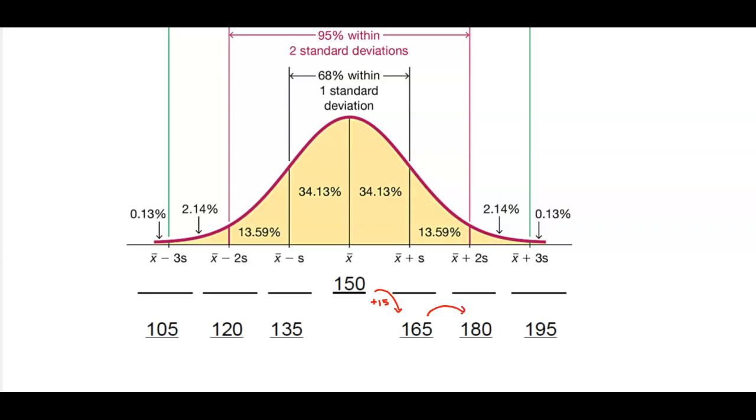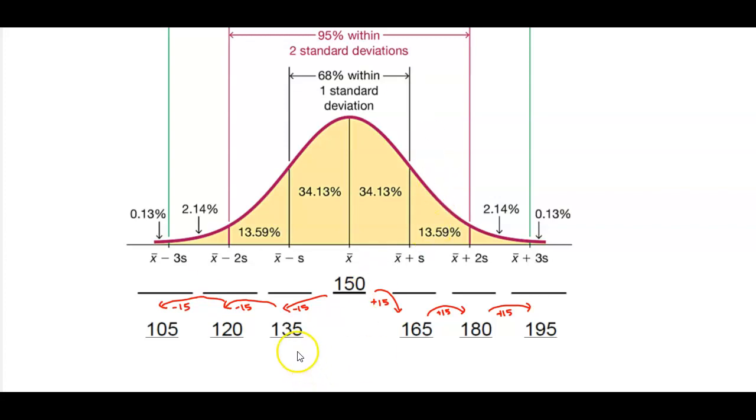Now if we add another 15, that's 2 standard deviations above the mean, which gives us 180. And then add another 15 from that, which gives us 195, representing 3 standard deviations above the mean. Now if we want to go below the mean, we subtract 15 from the 150, which gives us 135. Then 2 standard deviations below the mean is subtracting 15 from the 135, which gives us 120. And then 3 standard deviations below the mean, if we take 120 and subtract 15, we get 105.